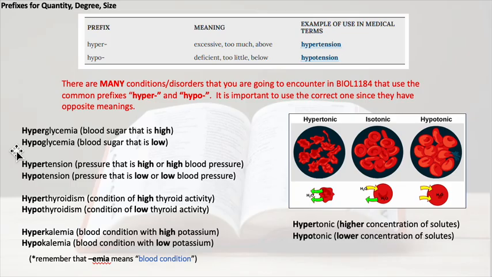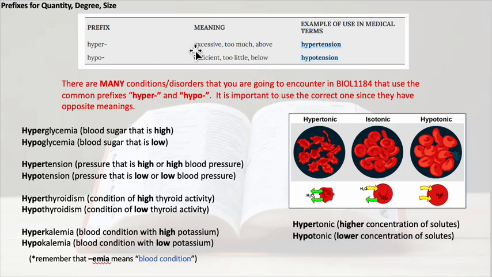And so identifying and being able to interpret that a patient has high blood sugar versus low blood sugar is vital in providing the patient with the proper care, providing the proper medications to treat that specific condition. So hyper refers to excessive, too much, or above. Hypo refers to deficient, too little, or below.